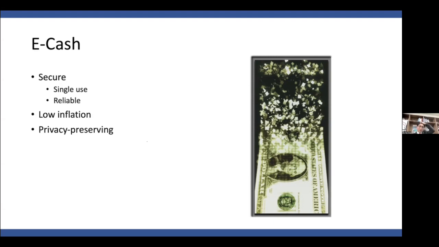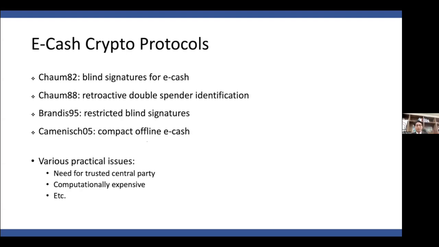So was it successful? Some success stories were found even before Bitcoin. For example, David Chaum invented a blind signature scheme in 1982, long ago, really, for ECash. And in '88, retroactive double spender identification was developed, and other things were all continuously developed. And some version of ECash was even tried.